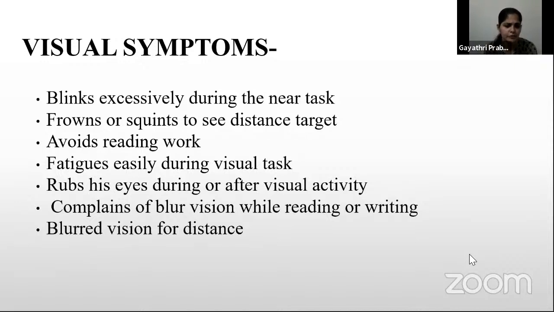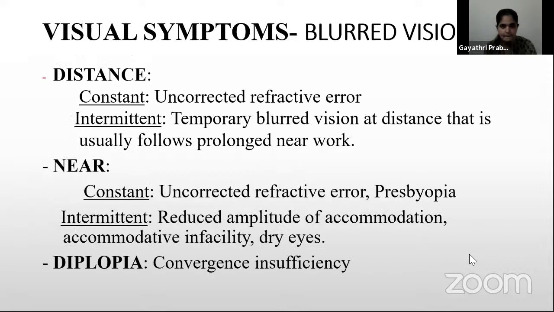They might also complain of blurred vision for distance, which is a totally different thing. When you're talking of blurred vision, it can be for distance or for near. It can further be divided as constant or intermittent. If it is constant blurred vision, either for distance or for near, then it could be because of an uncorrected refractive error. If it is for near, it could basically be because of presbyopia. And here I'm not considering the other pathological causes for blurred vision, just limiting to the current topic.